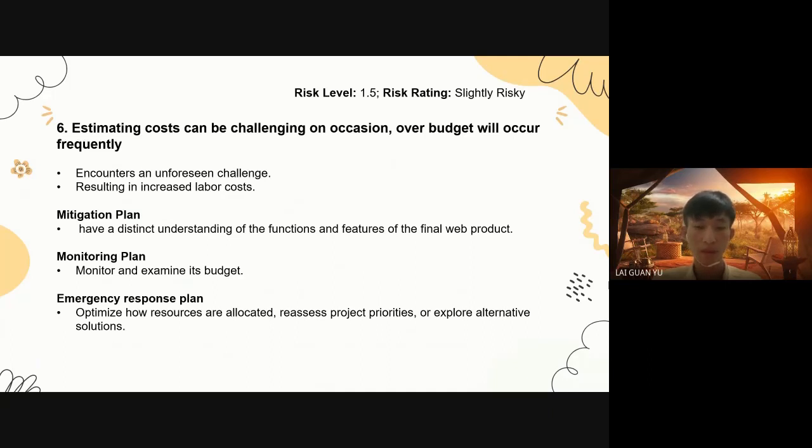So for the mitigation plan, the development team for the company must have a distinct understanding of the functions and features of the final web product to prevent unnecessary dissatisfaction. All of this should be explicitly addressed by the scope of work and contract that all parties agree upon. Monitoring plan. The company needs to monitor and examine its budget. For example, create a system for tracking and monitoring project costs on a regular basis. Emergency response plan. The company can optimize how resources are allocated, reassess project priorities, or exploit alternative solutions.